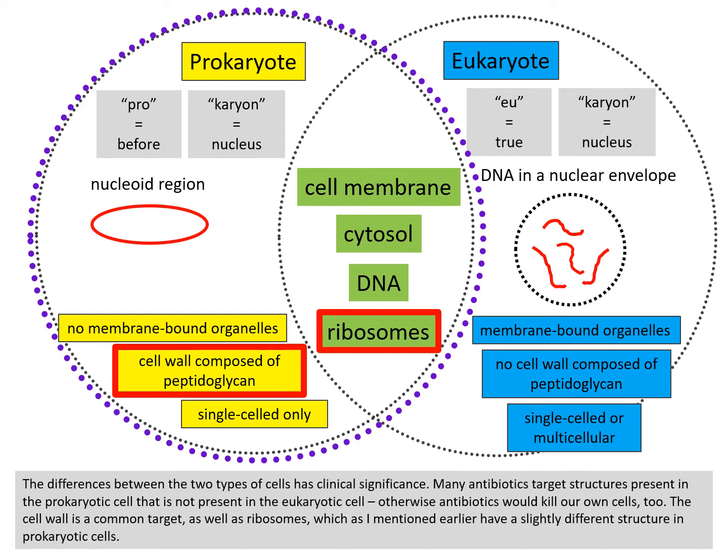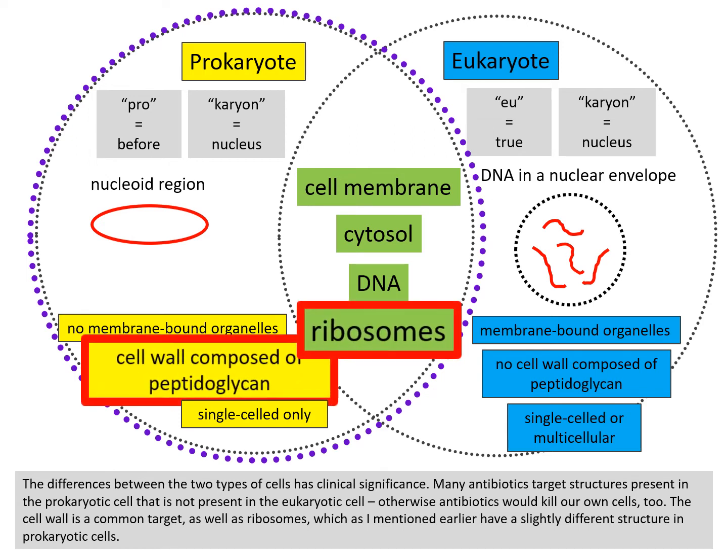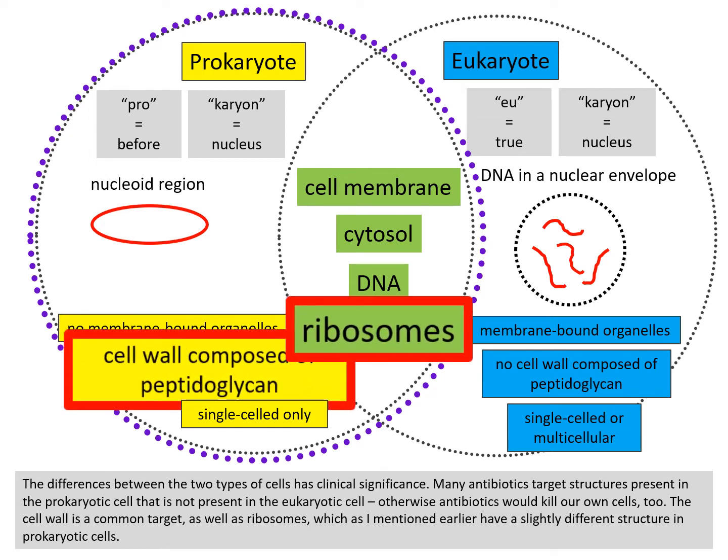The differences between the two different types of cells has clinical significance. Many antibiotics target structures present in the prokaryotic cell that's not present in the eukaryotic cell. Otherwise, antibiotics would kill our own cells too. The cell wall is a common target, as well as ribosomes, which, as I mentioned earlier, have a slightly different structure in prokaryotic cells.